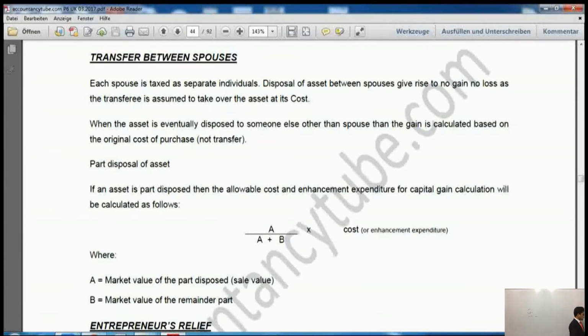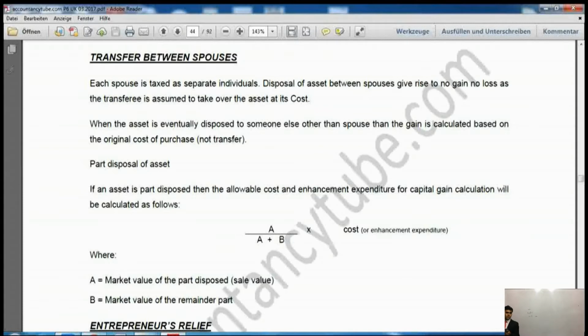Then after that, if you could please read that, it says each spouse is taxed as separate individuals. Disposal of an asset between spouses gives rise to no gain, no loss, as the transferee is assumed to take over the asset at its cost. When the asset is eventually disposed of to someone other than a spouse, then the gain is calculated based on the original cost of the purchaser, not the transferor. Say for example, if I give my laptop to my wife and she then gifts it to someone else, then in that disposal the original cost of purchase will be considered, and not the transfer's cost.